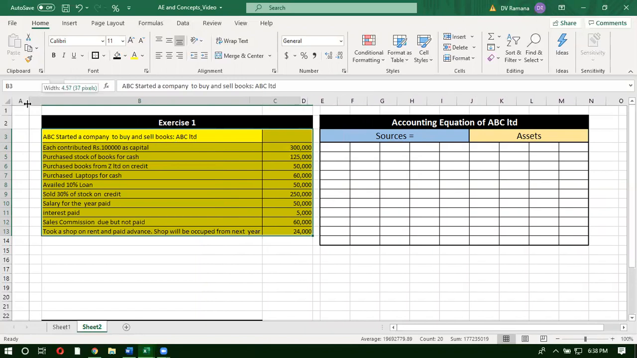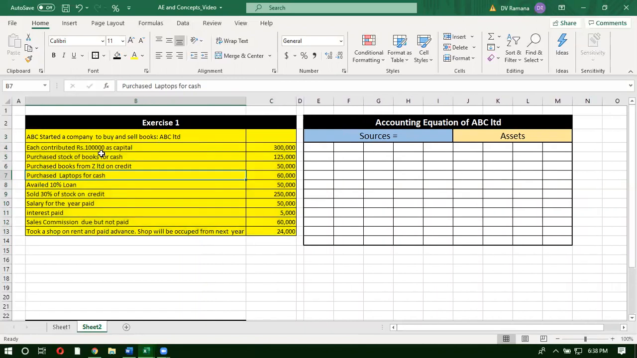So what we will try to do is pick up each business decision, understand what that decision is all about, and convert these decisions into equations. And while doing that, we will understand the relevant accounting concepts. So the first point is that ABC started a company called ABC Limited.